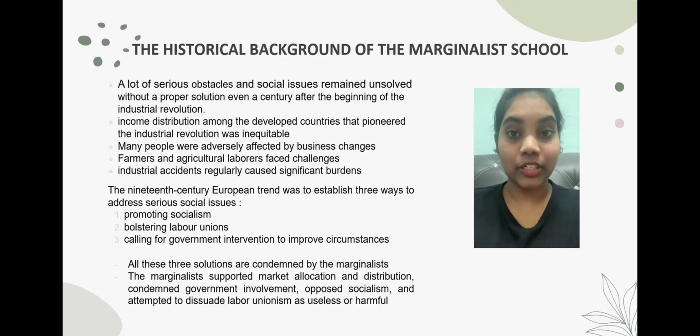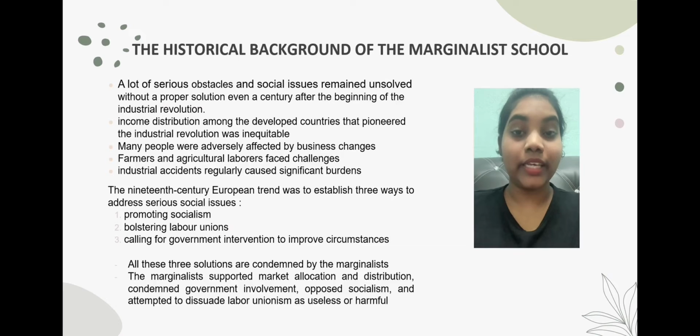The 19th century European trend was to establish 3 ways to address serious social issues. All the 3 solutions opposed traditional economic principles. These strategies included first, promoting socialism, second, bolstering labor unions, and third, calling for government intervention to improve circumstances by regulating the economy, removing abuses, and redistributing money. All these 3 solutions were condemned by marginalists.